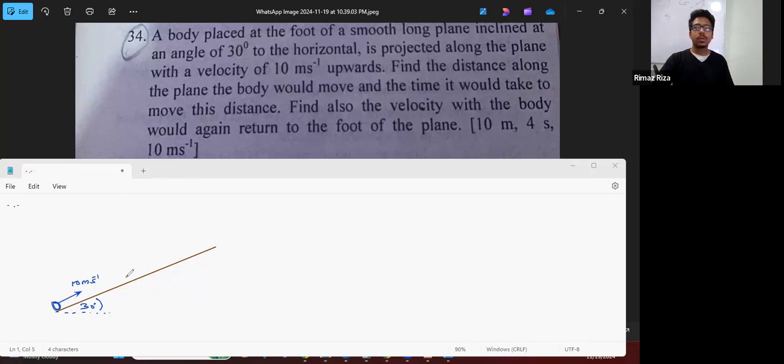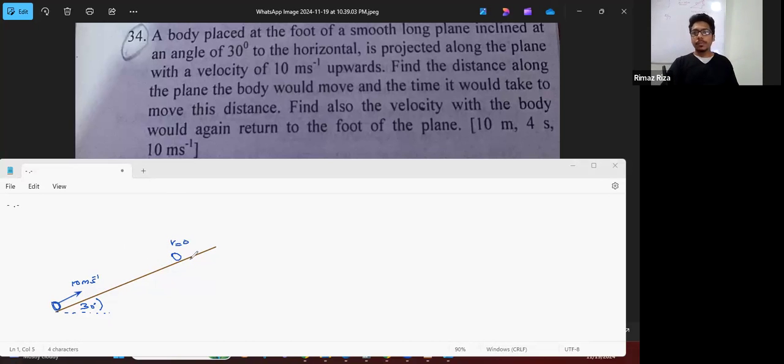Okay, so what happens now? The particle has been projected upward, no? So as it's moving upward, it decelerates because gravity always pulls downward. The velocity decreases as it goes up the plane, and at the maximum distance traveled, the velocity becomes zero. V equals zero. And then it will again move down the plane with some acceleration. Okay.